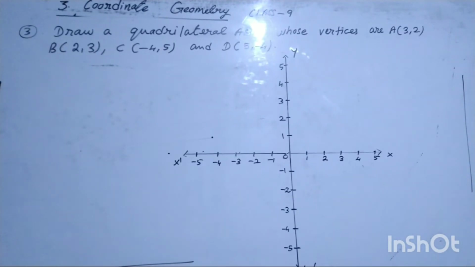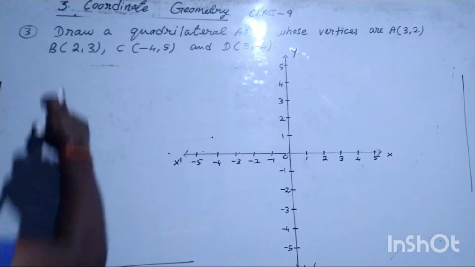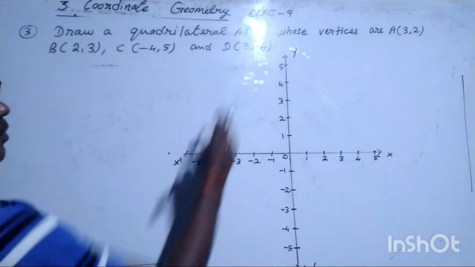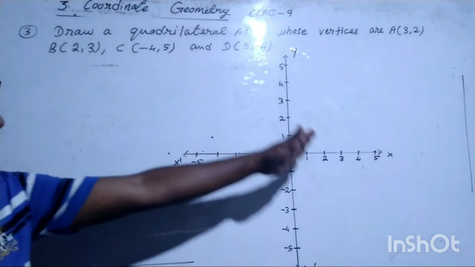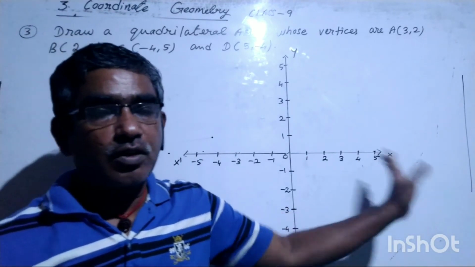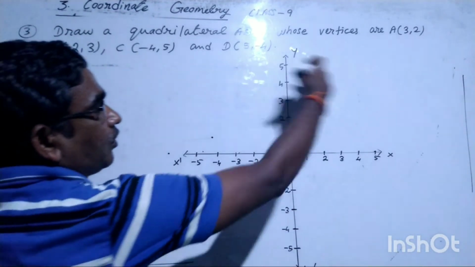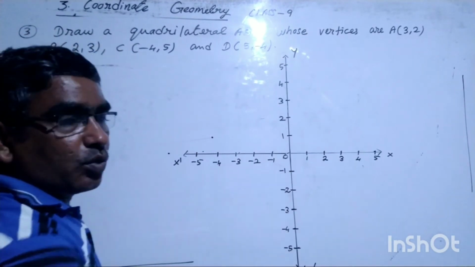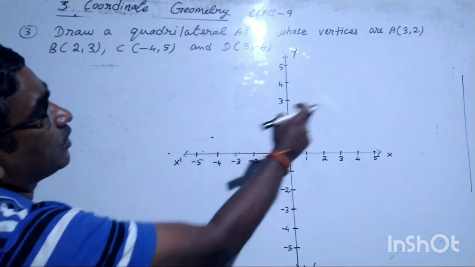Okay, we come to question number 3. Draw a quadrilateral ABCD whose vertices are A (3, 2), B (2, 3), C (-4, 5), D (5, -4). So we can draw a Cartesian plane or Cartesian system. We draw XOX', YOY', two mutually perpendicular lines. Now you can draw that one.